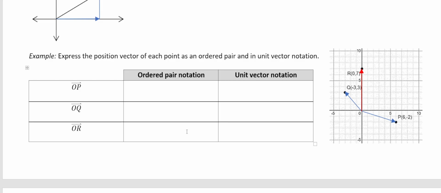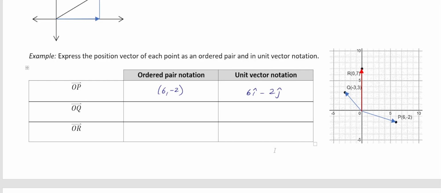Express the position vector of each point as an ordered pair and in unit vector notation. So here we go. I've got my vectors right here. OP is going from O to P right here. So ordered pair notation, well, that would just be (6, -2). But let's think about that in terms of unit vector notation. Well, it's got to go 6 units along the x-axis and then negative 2 units down in the direction of the y-axis. Okay, so let's think about using unit vectors here and see if you can figure this one out.